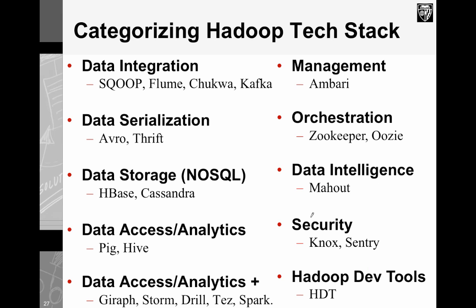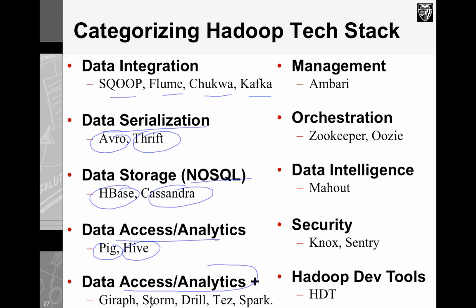Here I've actually categorized them. For example, if you want to do data integration, in other words, you want to bring data into your Hadoop ecosystem, you can use Scoop, Flume, Chakwa, or Kafka. If you want to store data in a specific format, you can use data serialization projects like Avro and Thrift. If you want to do NoSQL processing, you can use HBase and Cassandra. If you want to do analytics, you can do Pig and Hive. If you want to do graph processing and other kinds of analytics processing, there's Giraffe, Storm, Drill, Thais, Spark, all of those other technologies.